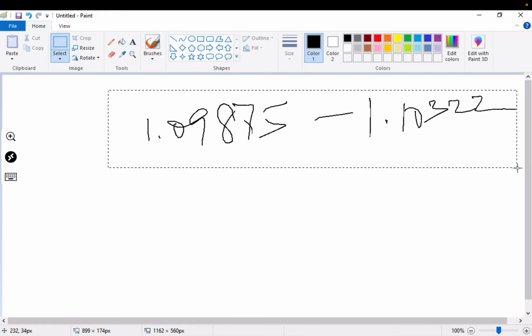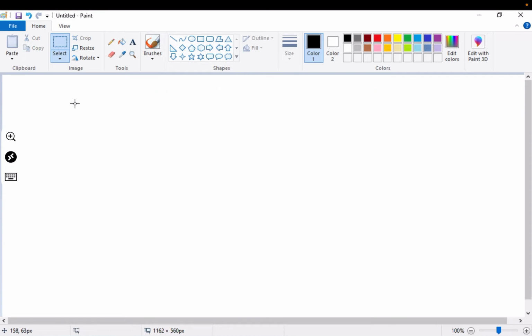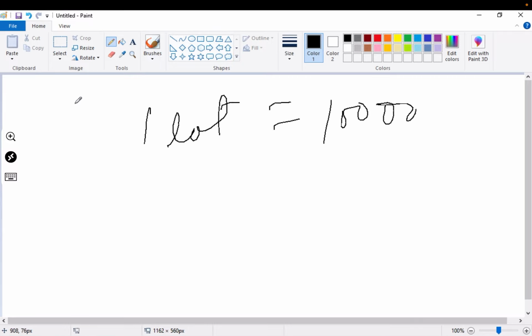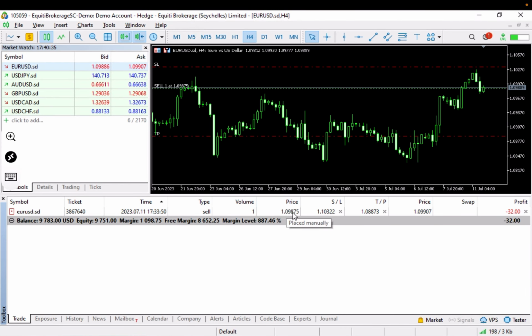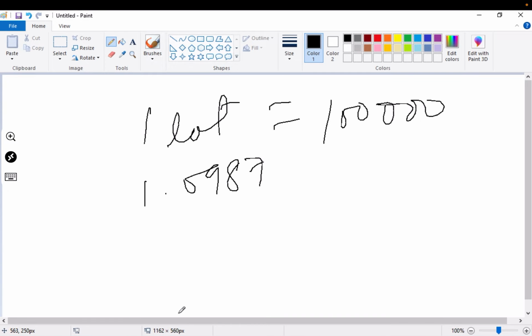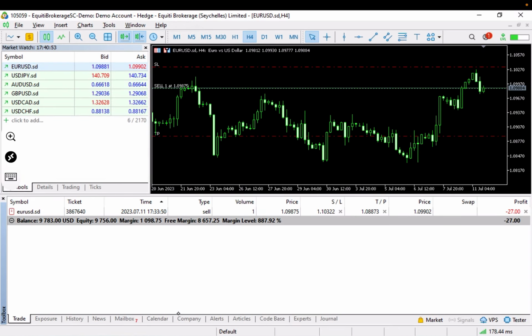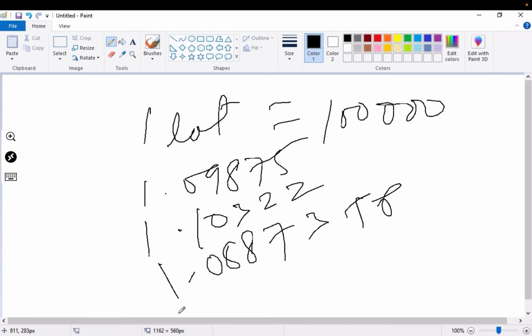So all right, let me delete first, and I will give you a calculation about the lot size. Okay, so one lot is 100,000, and I have a position where my price is 1.09875. SL is 1.10322. And TP is 1.08873. This is my TP, this is my SL, and this is where I have opened the position. So you can say opening point, and the type of position is sell.